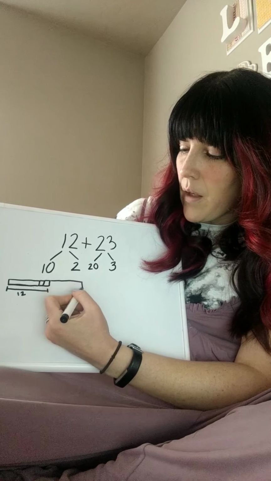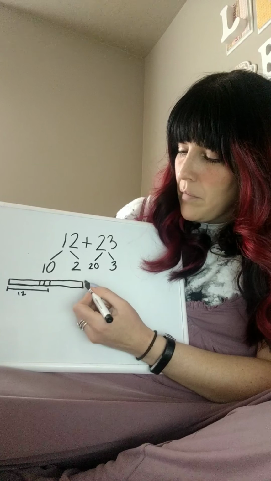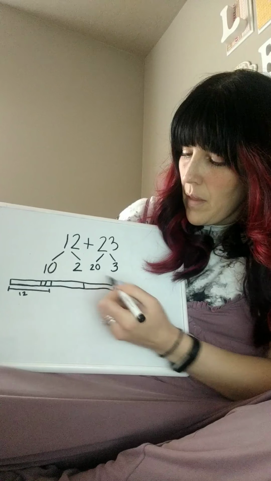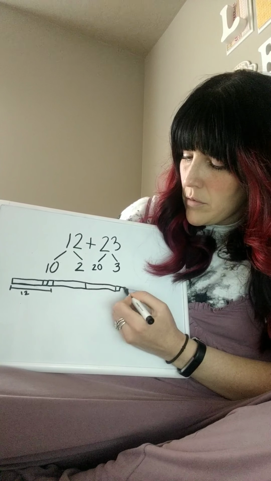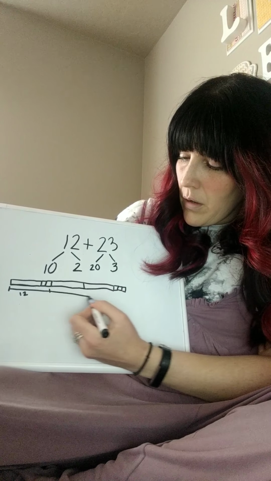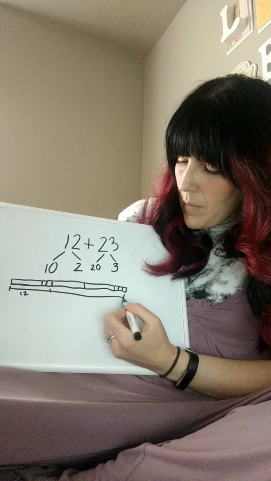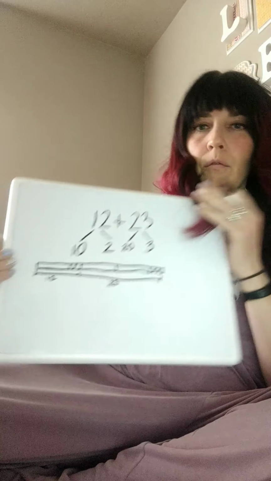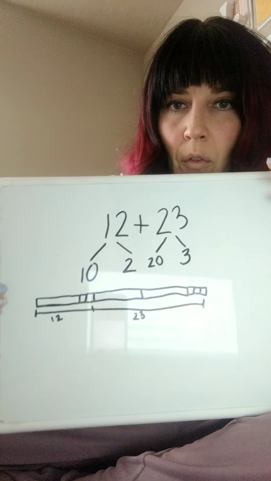So there's 10, 20, 21, 22, 23. And I'm just going to go from here to here. It's 23. Now, visually looking at this, boys and girls, looking at this bar model.